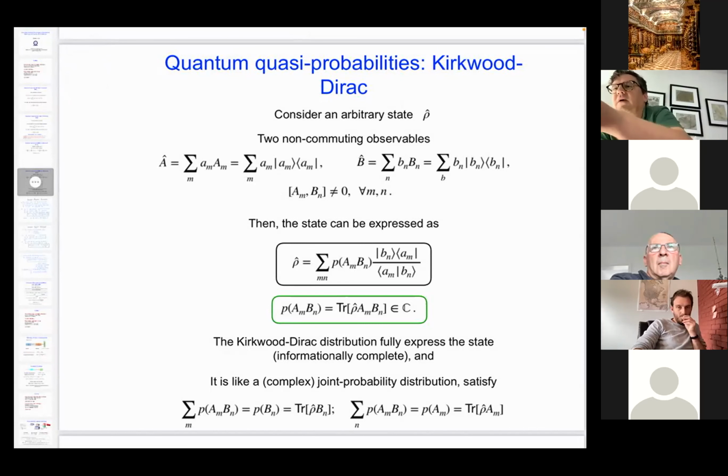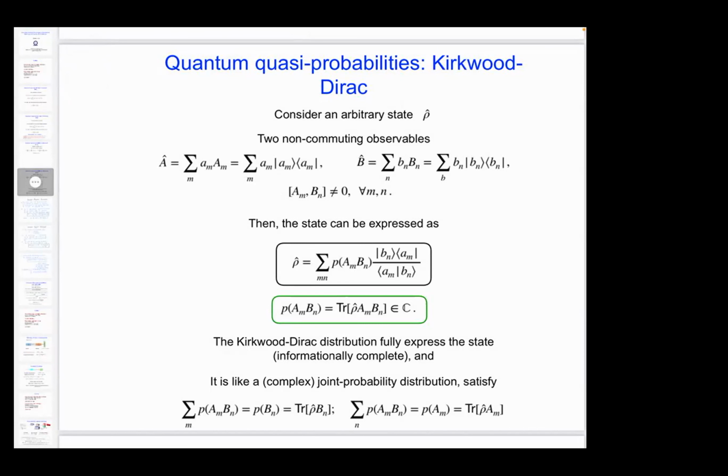Yeah. So the Kirkwood-Dirac distribution fully expresses the state. What does this mean?